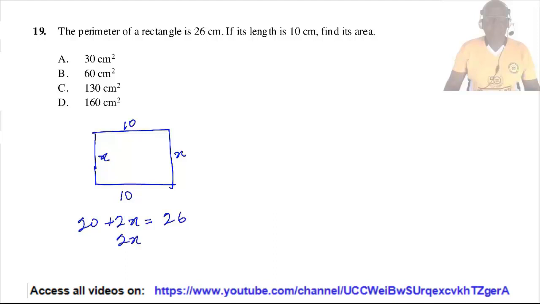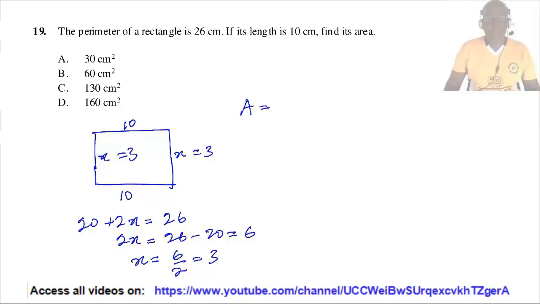Therefore, 2S equals 26 minus 20, which equals 6. S is therefore equal to 6 divided by 2, which equals 3. So S equals 3, S equals 3. The area therefore is going to be equal to 10 centimeters times 3 centimeters, which equals 30 centimeters squared. That is A.